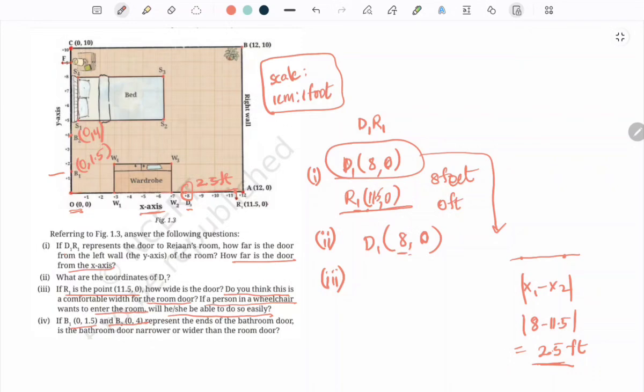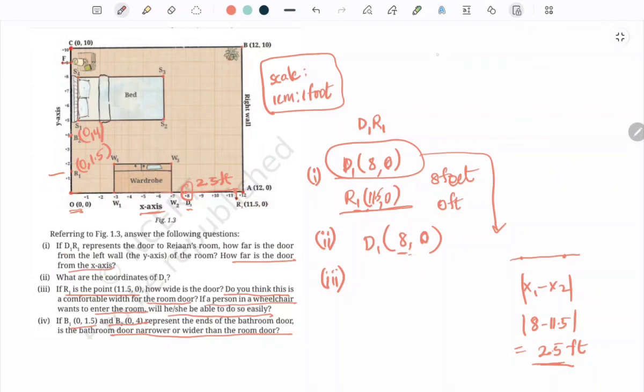This is a bathroom door, represents the ends of bathroom. Is the bathroom door narrower or a bit wider than the room door? So what did I tell you about how to find the distance between 2 points on the same axis, or on the same line? Here on the same axis.